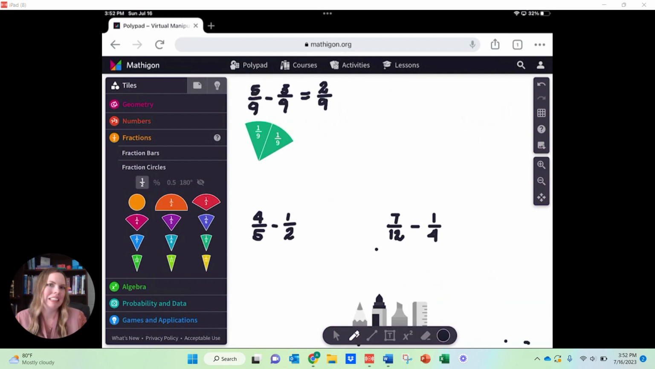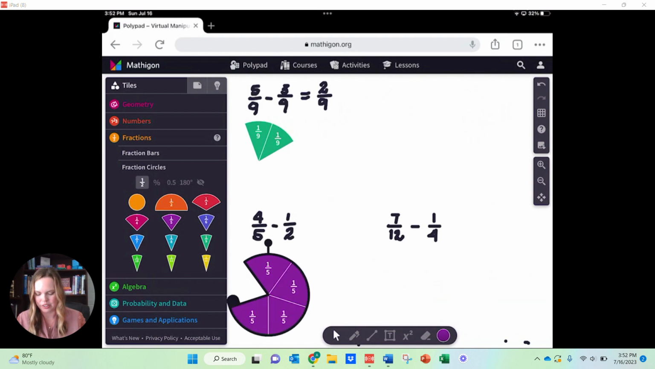All right, simple enough. Now things get a little bit more complex when we have unlike denominators, like 4/5 minus 1/2. So let's model this. Let's get our 4/5 here. Okay, 4 pieces of a pizza that's been cut into 5 pieces, and you can see that it would take 5 pieces to complete the whole.